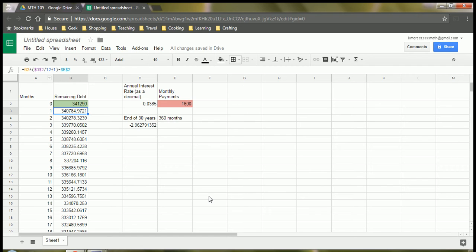Okay, so those are those two things we've been guessing and checking, the monthly payments and the loan amount here.